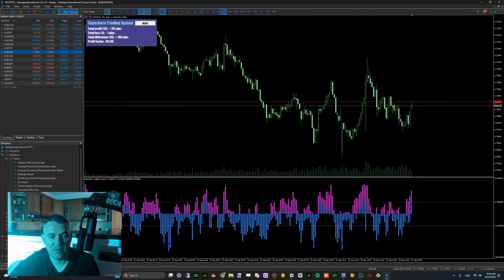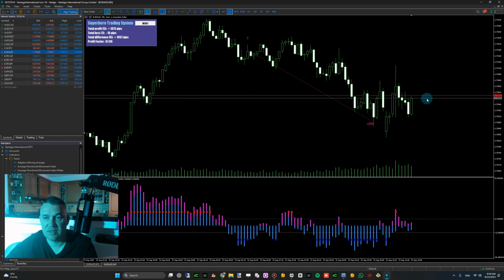If we set it to 5 minutes, then each candlestick represents 5 minutes. If we select M15, then each candlestick appears at 15-minute intervals.